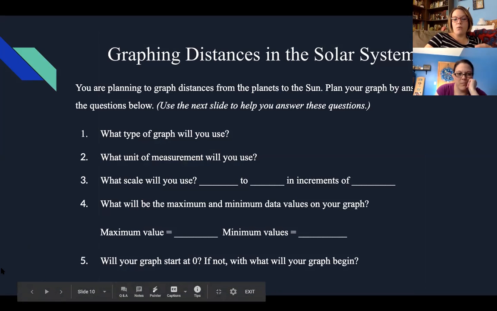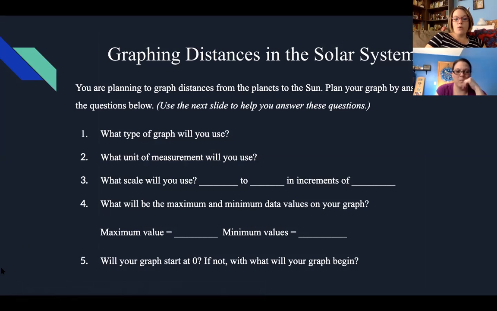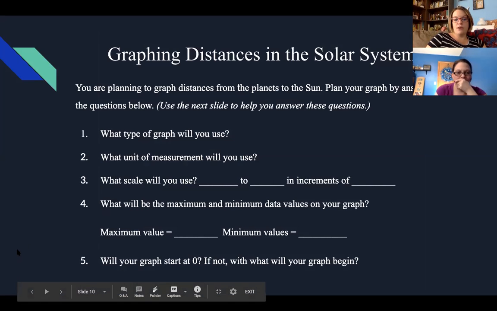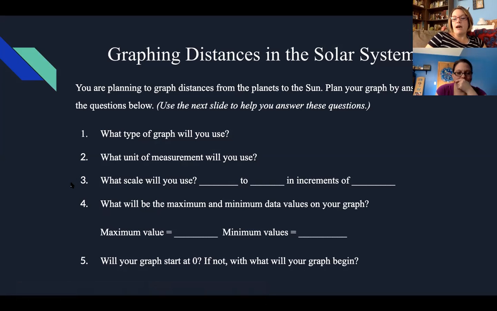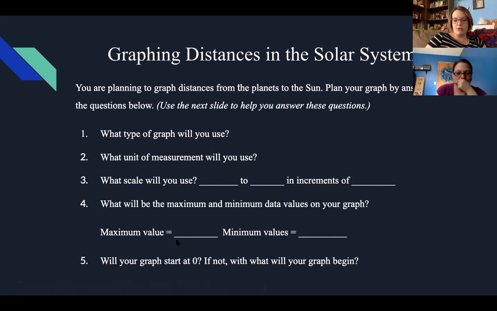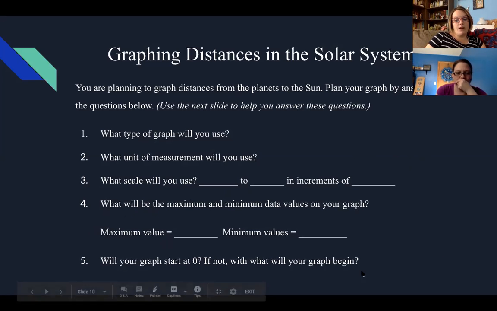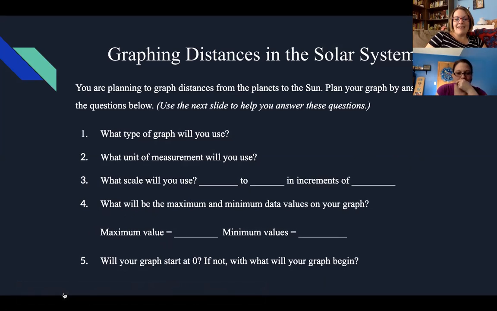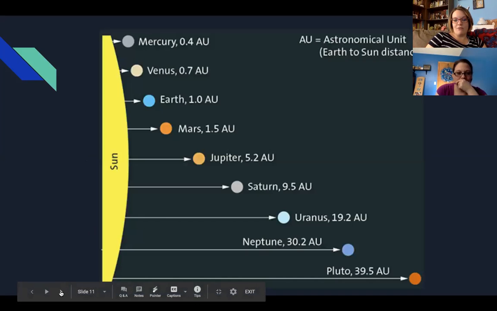Okay, so the questions are, what type of graph will you use? What unit of measurement will you use? What scale will you use? So what number to what number, like 0 to 10 or 20 to 100, in increments of how many? So are you going to go up by 2s, by 5s, by 10s? What will be the maximum and minimum data values in your graph? So how big and how little? And then will your graph start at 0? If not, with what will your graph begin? And number 3 will help you answer that as well. Okay?